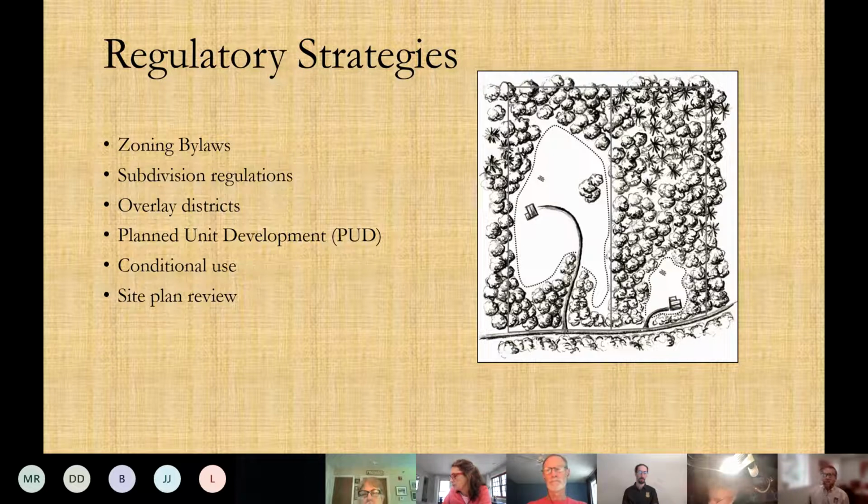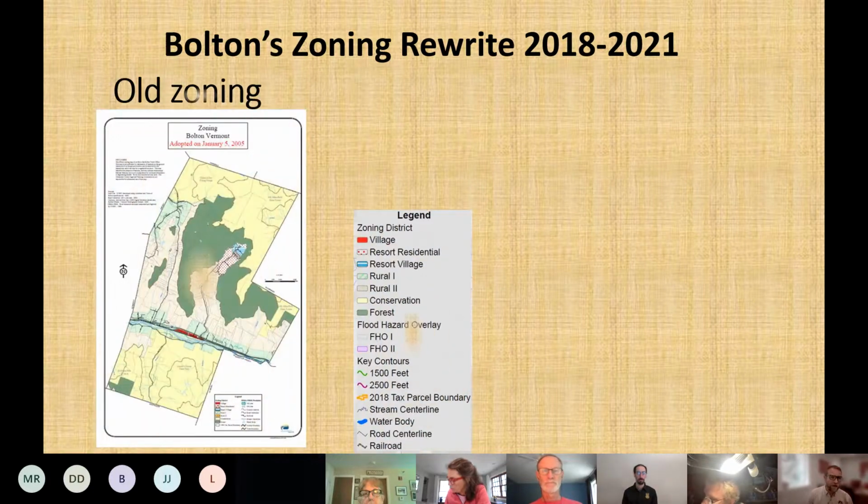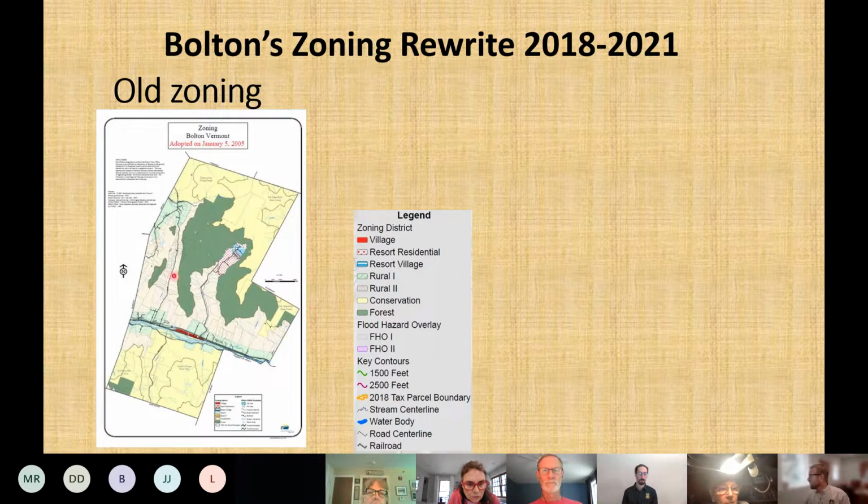Okay, so I just want to pick up on a couple of these. And first, I'll just show you an example of a new zoning rewrite in Bolton that was just done. So in 2018, Bolton began updating their zoning bylaws with the goal of limiting sprawl and increasing wildlife connectivity. So here's the old zoning code. And let me just orient you here. I'm going to turn on my laser pointer.